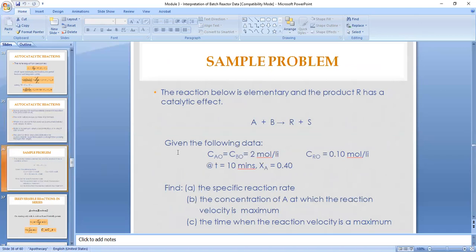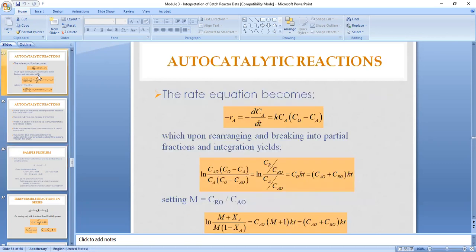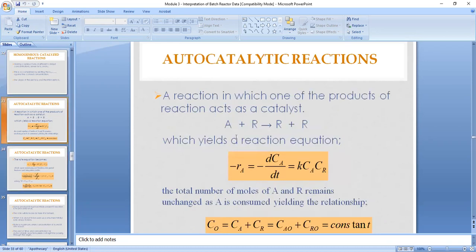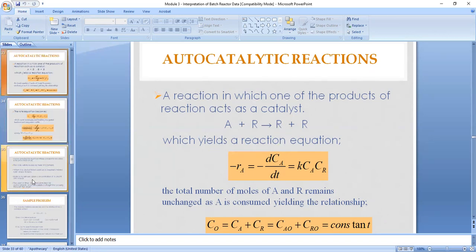Okay, so we have here a sample problem regarding autocatalytic reaction. The reaction that is given below is not the same in terms of the stoichiometric equation to the example that is given. I'd like to go to the form of the autocatalytic reaction. It's not the same as this because you only have a single species A here and it's converted to R, and this R is said to have a catalytic effect, an autocatalytic effect.